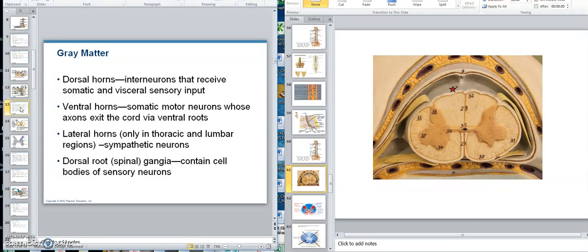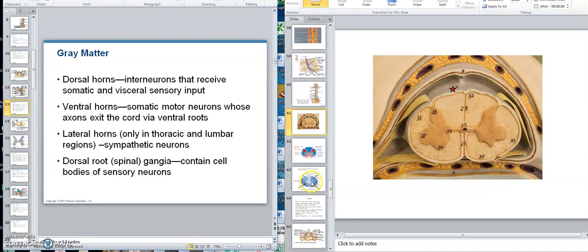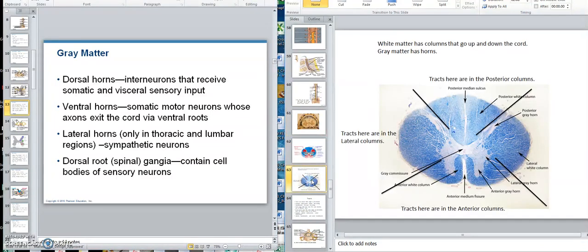All right, now we're talking about gray matter. All right, now let's go back to our last video. We said in gray matter, most of the neurons were not myelinated. All right, so I'm going to come to this picture here. What I want you to notice here is this. Okay. I want you to realize the white matter has columns that go up and down. The white matter. And the gray matter has horns.